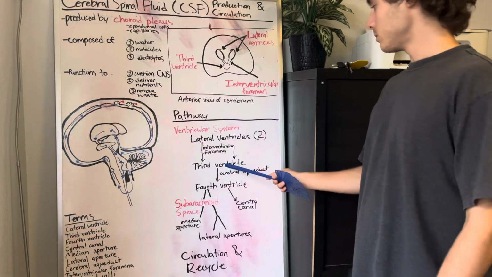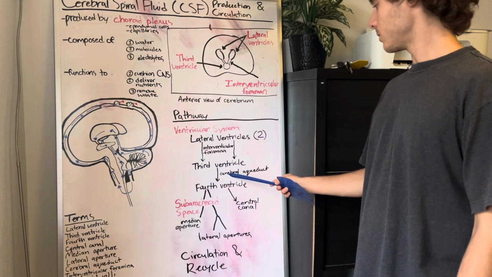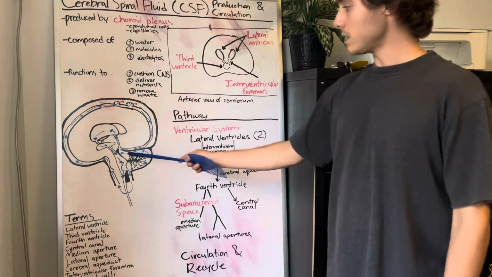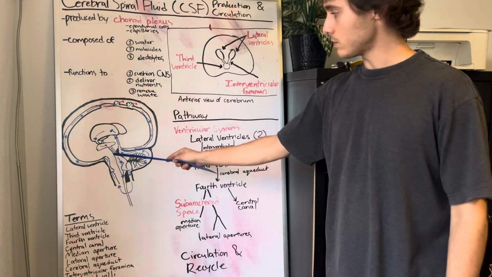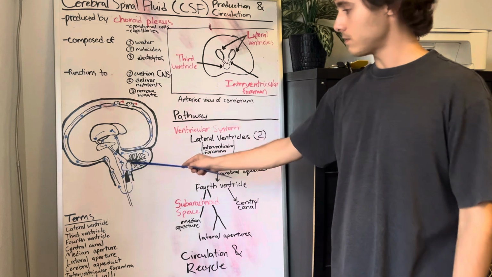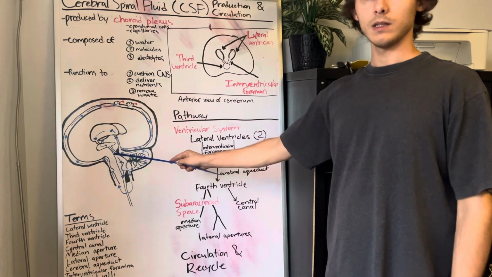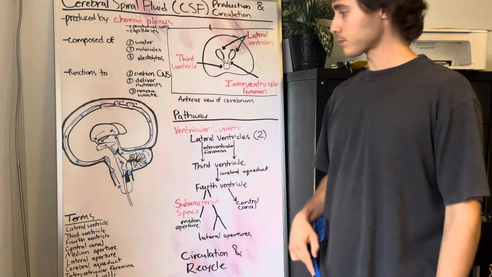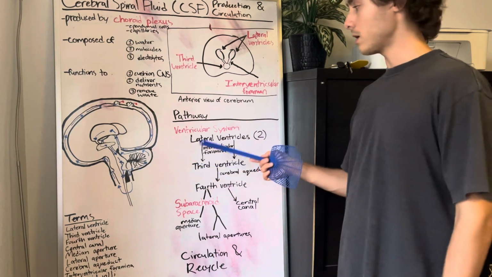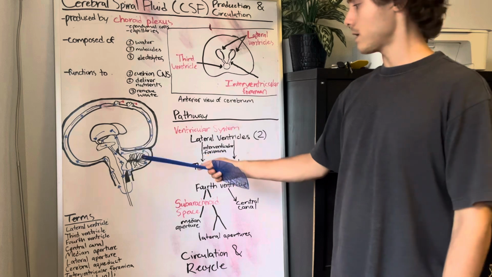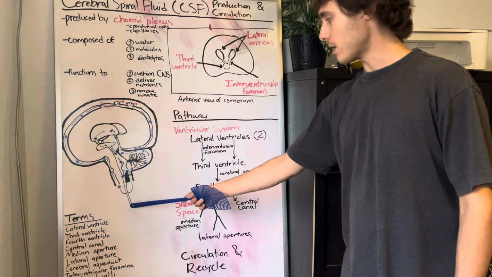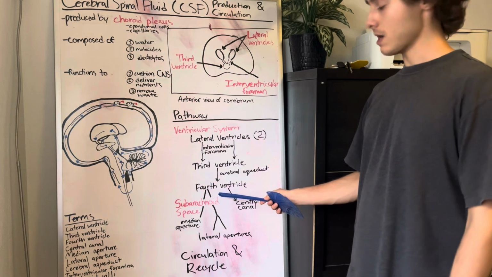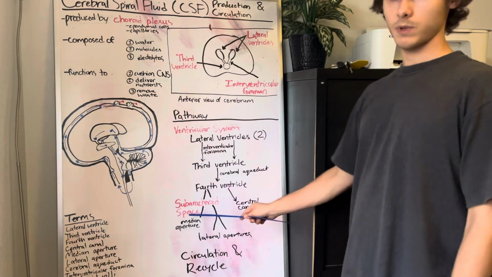From the third ventricle, CSF flows through the cerebral aqueduct into the fourth ventricle, and this is found in the midbrain between the cerebellum and the pons right here. And so from here, CSF can take a couple different paths. It can continue down the central canal right here, down the spinal cord, or it can leave the ventricular system and enter the subarachnoid space.